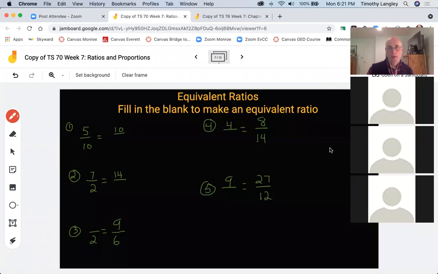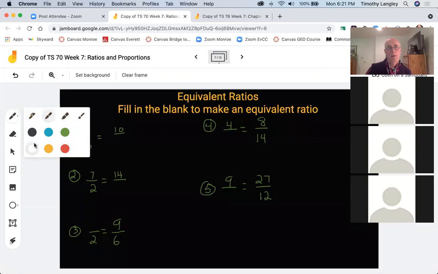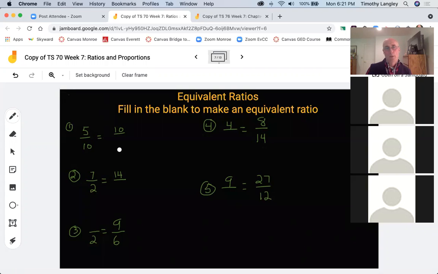So what we have here is a series of numbers, 1, 2, 3, 4, and 5 on this slide, a series of problems. And the question is, how do you figure out what the missing number is? Okay. Well, one easy way: we've got the ratio of 5 to 10 is the same as 10 to what? I'll show you two real fast, easy ways.